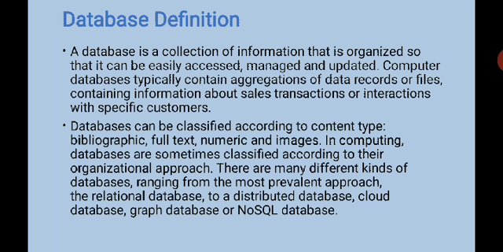These are classified according to content type, that is bibliographic, full text, numeric and images. In computing, databases are sometimes classified according to their organizational approach. There are many different kinds of databases, ranging from the most prevalent approach, the relational database, to the distributed approach. Then you have cloud databases, graph databases, and NoSQL databases, right? You will continuously come across these terms: this is a cloud database, this is a relational database, this is a NoSQL database. There are n number of them.